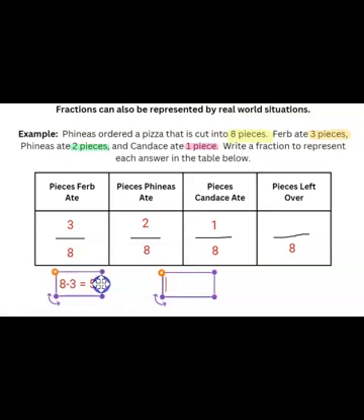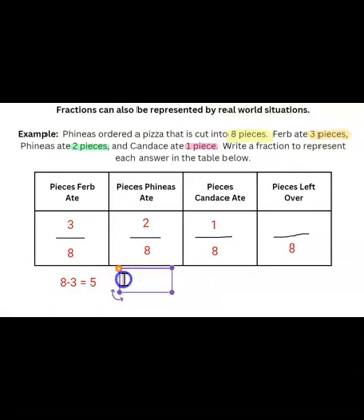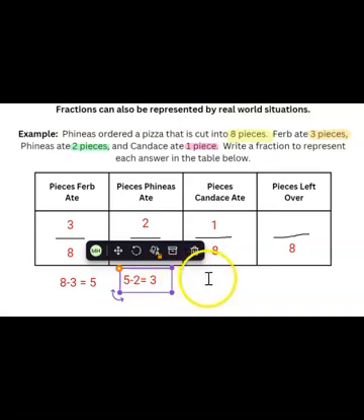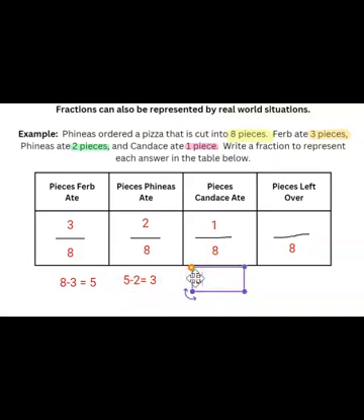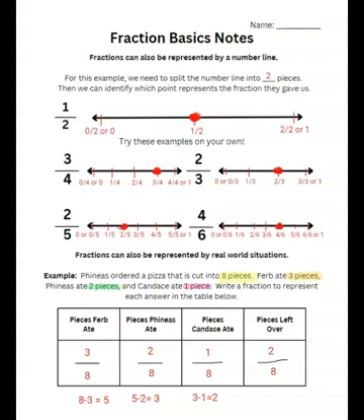I'm going to put that right under where Ferb's name is. Then Phineas ate 2 of the pieces, so we end up with 3 pieces left over. Then Candace ate 1 of the pieces, so we end up with 2 pieces left over. So our final answer is 2/8 is the amount of pizza we have left over. Take a moment to make sure you have this entire page filled in.